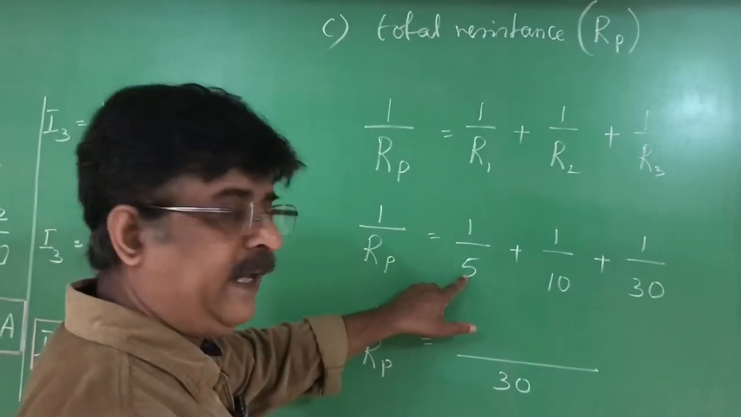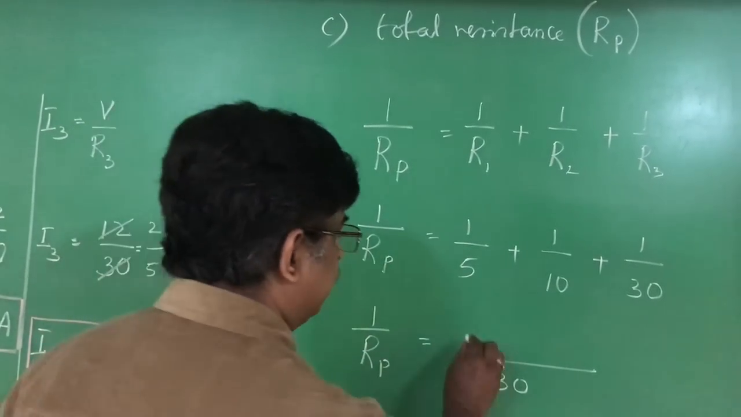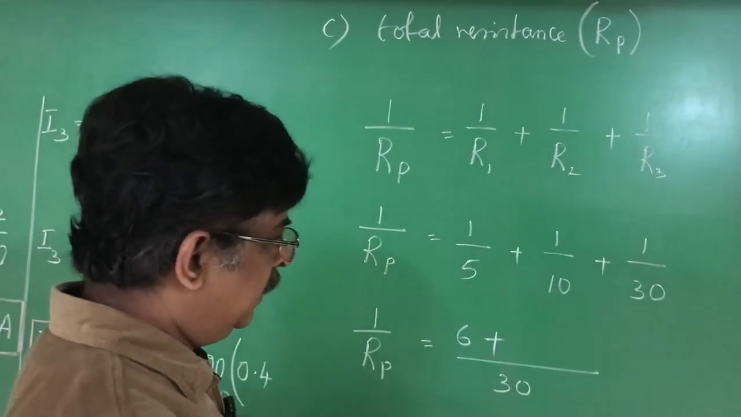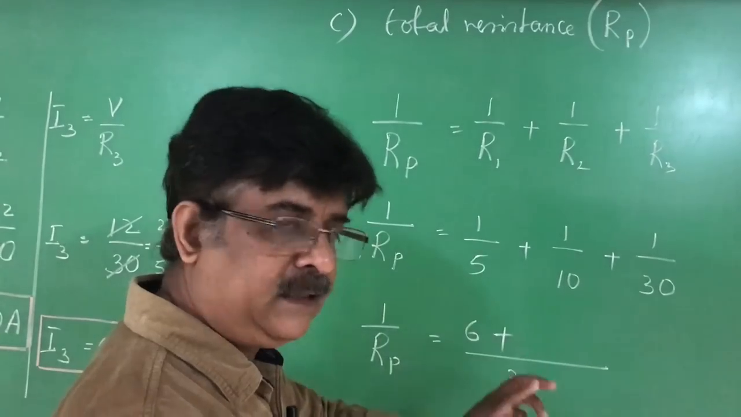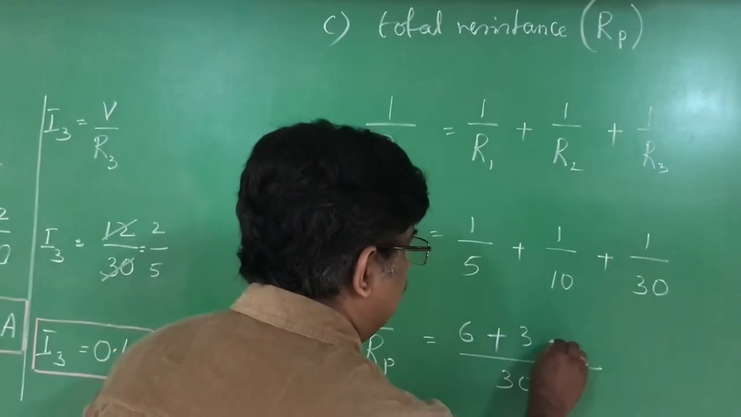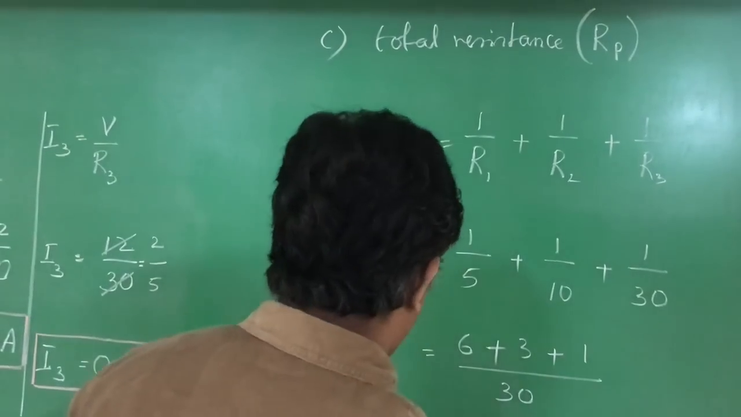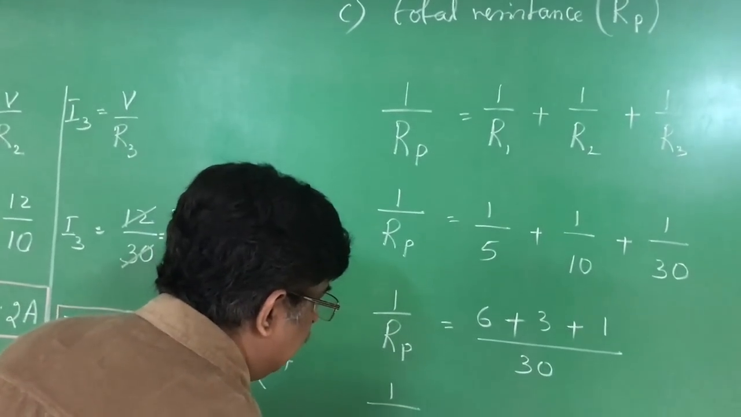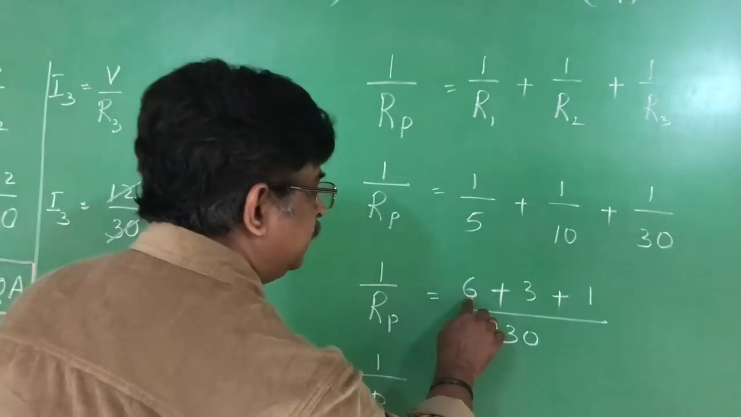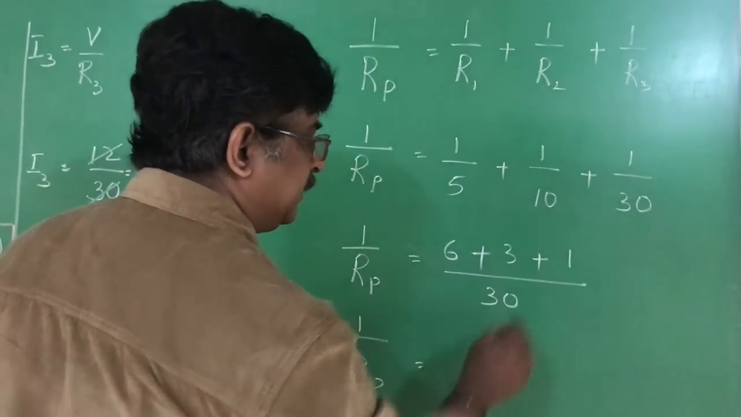30 divided by 5 is 6. 6 into 1 is 6. Plus 30 divided by 10 is 3. 3 into 1 is 3. 30 divided by 30 is 1. 1 into 1 is 1. Then 1 by Rp is equal to 6 plus 3 is 9. 9 plus 1 is 10.